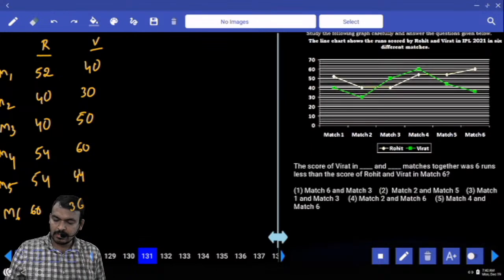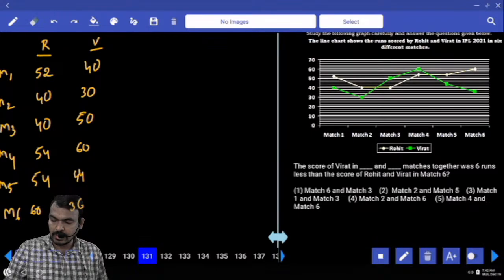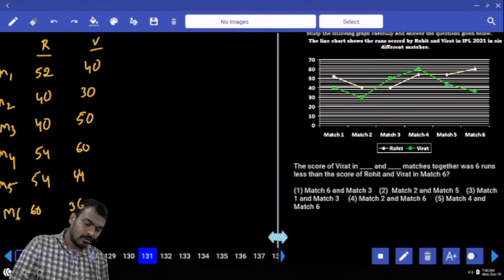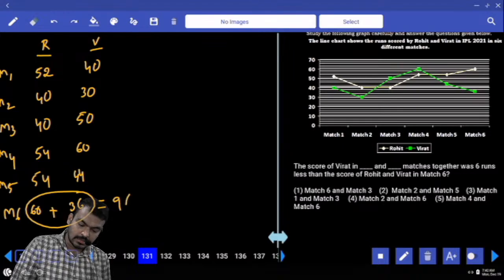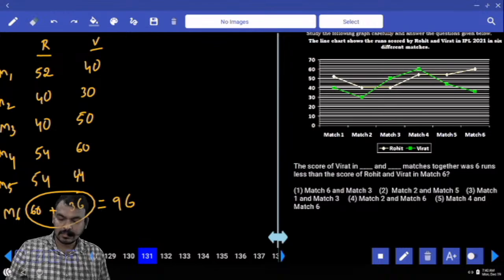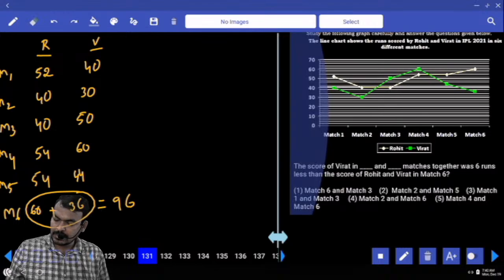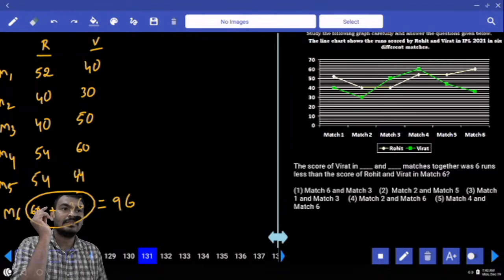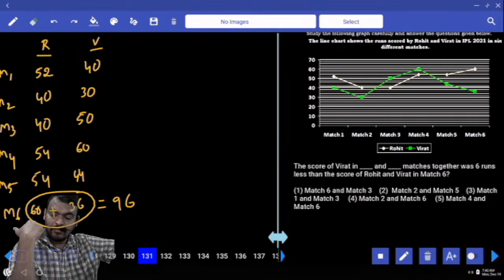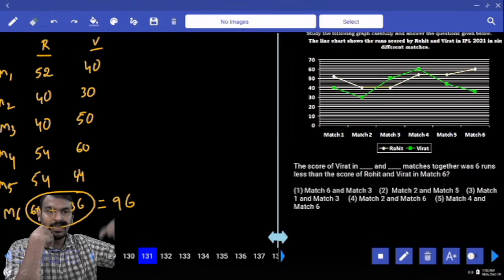First, what is the first one? The score of Virat in dash and dash matches together was 6 runs less than the score of Rohit and Virat in match 6. What is the match 6? Both the score 96. That 96 is Virat value in both the matches was 6 runs lesser. Means 96. First one is 6 runs less than the 96 or not.